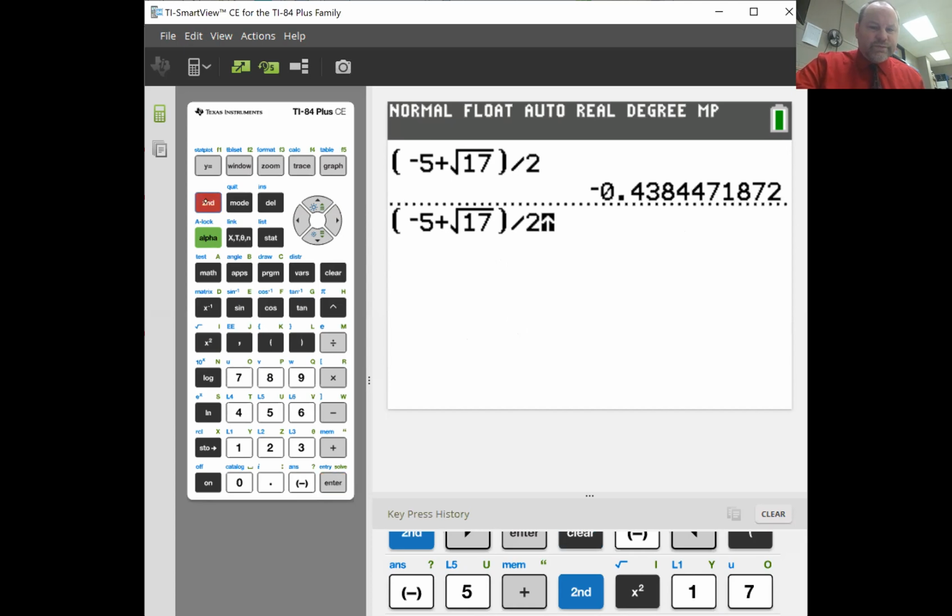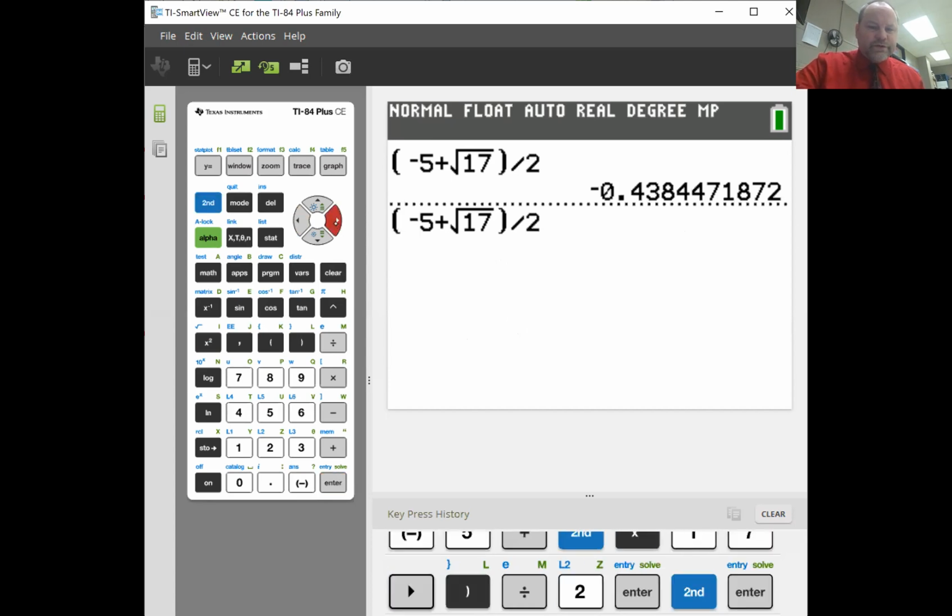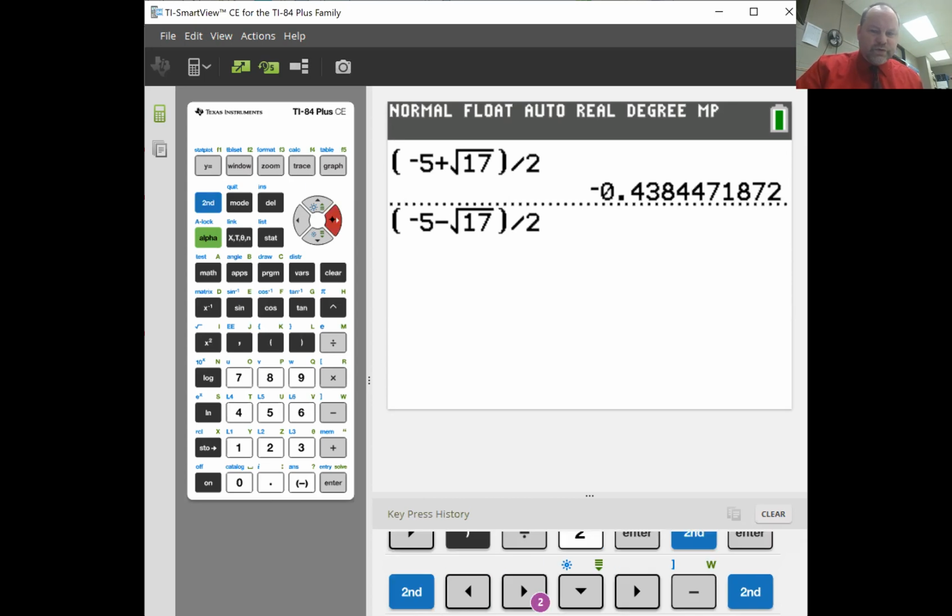And now I want to do the same thing, except I want this to be minus the square root of 17. So again, making sure we're using the right symbols. I use the negative in front of the 5 and the minus in front of the square root. And this would be -4.56. So -0.44 and -4.56.